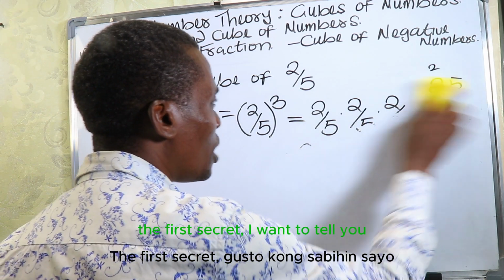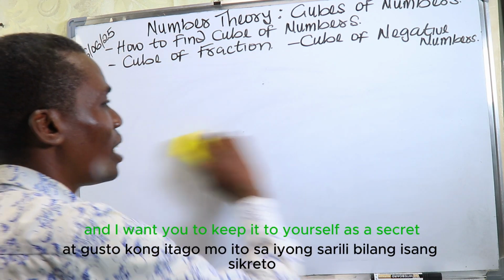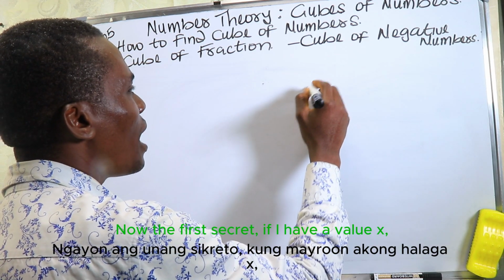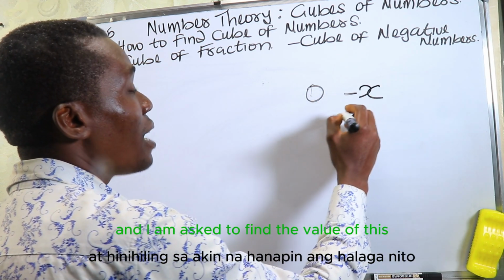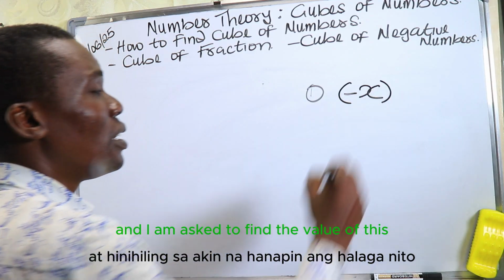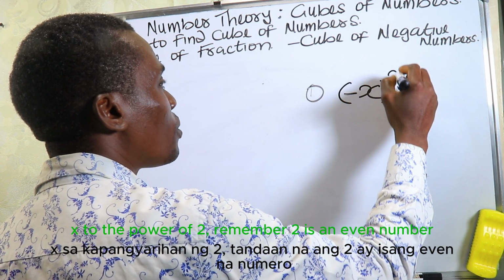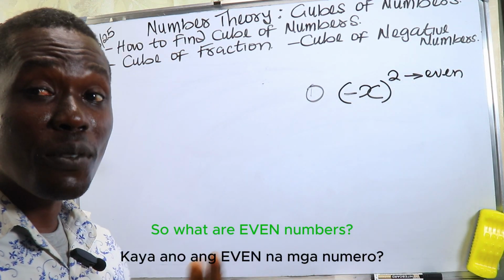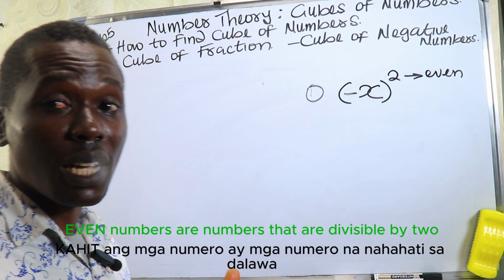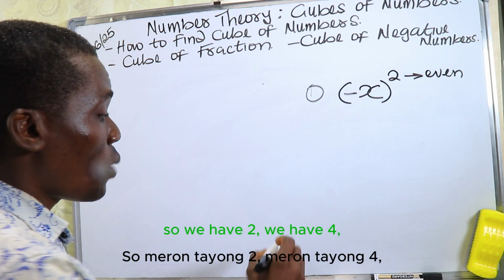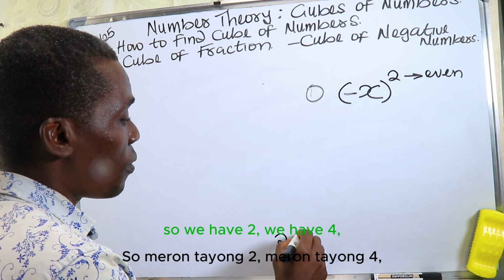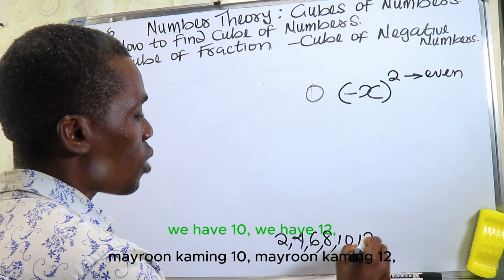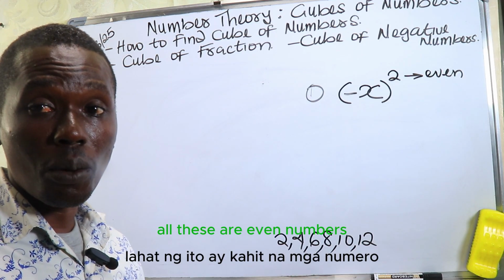Now, the first secret, I want you to keep it to yourself. If I have a value x and I'm asked to find the value of x to the power of 2, remember, 2 is an even number. So what are even numbers? Even numbers are numbers that are divisible by 2. So we have 2, 4, 6, 8, 10, 12. All these are even numbers.